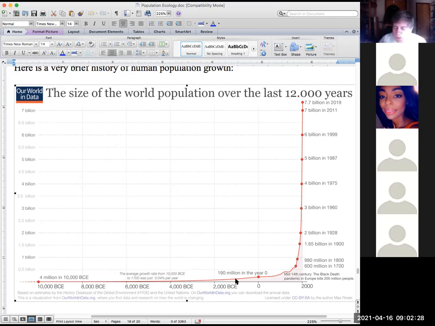So if we look at the human population, we're going to kind of skip all the way over to the end. Notice that the human population is relatively stable. And then it starts increasing noticeably, maybe around 2000 BCE.